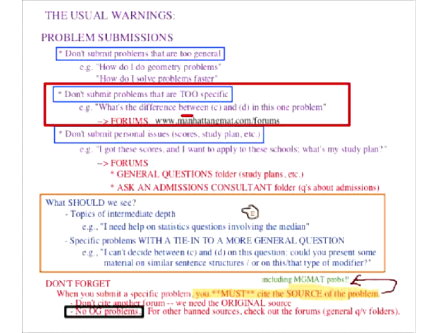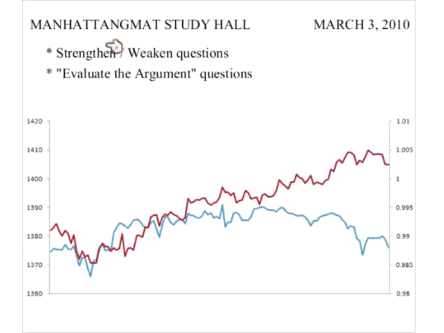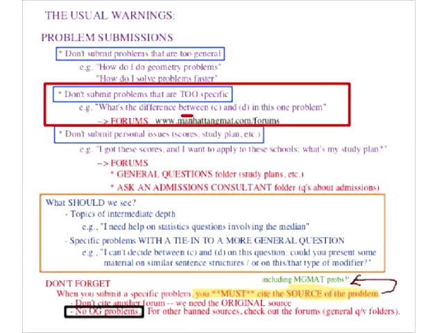So what do we want? And if it's an admissions question, then we have an Ask Admissions Consultant folder. What should we see? Please submit topics that are of intermediate scope. So not too general, not too specific. Don't ask about all critical reasoning at once, but also don't ask about one critical reasoning problem. Instead, today's topic is a nice middle point. This is a specific enough topic that it would work for a study hall.